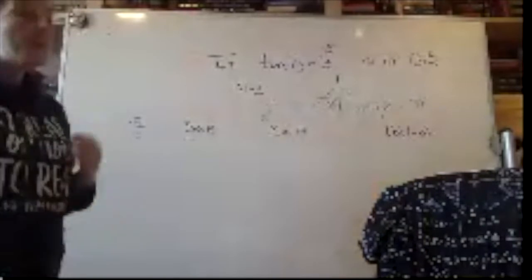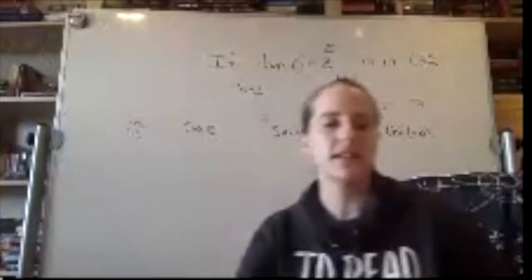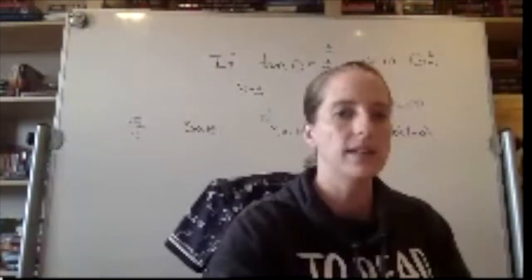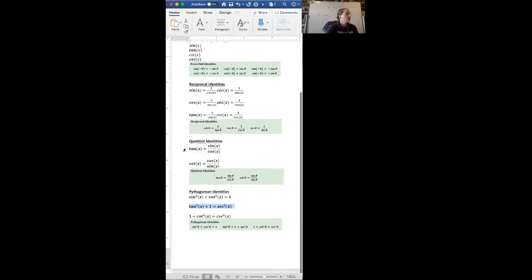Okay, but because we're dealing with identities, let's look at our identities and see if we can find one that relates sine and tangent, which is what we're dealing with, together. If we look here at our quotient identities, tangent is the same thing as sine over cosine. Let's see what we can do with that.